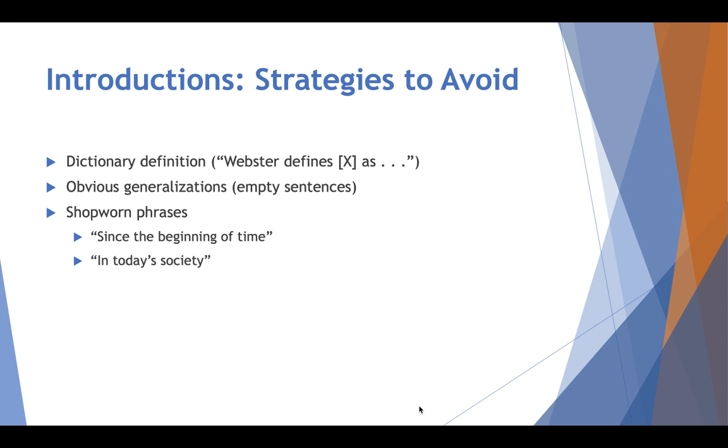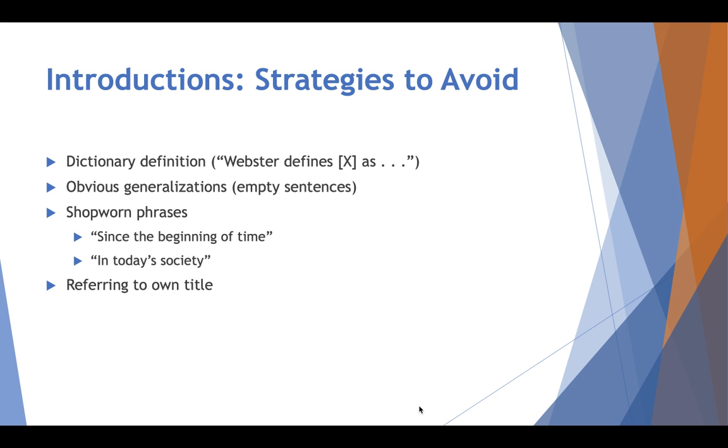Same thing with in today's society. Too often in today's society is followed by something that's either a sweeping generalization or something so generic that no one needs to be told it. In today's society, people rely heavily on technology. Thanks, writer, for telling me that. Or, in today's society, people are selfish. Well, that's a sweeping generalization. And it might even offend your readers. So again, in today's society is a red flag that whatever comes next is going to be a problem.